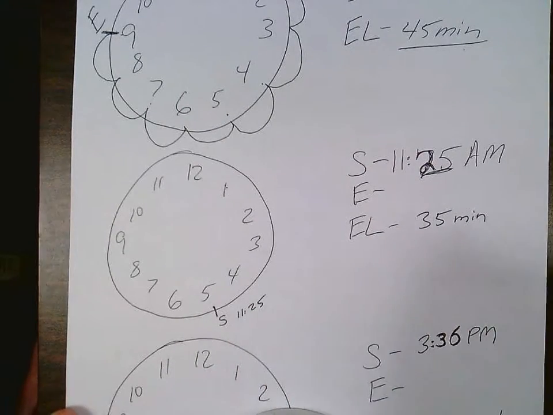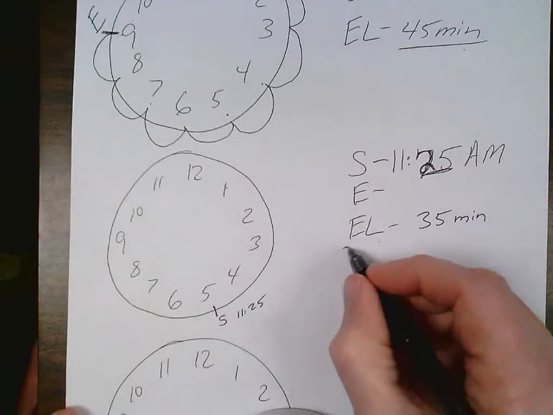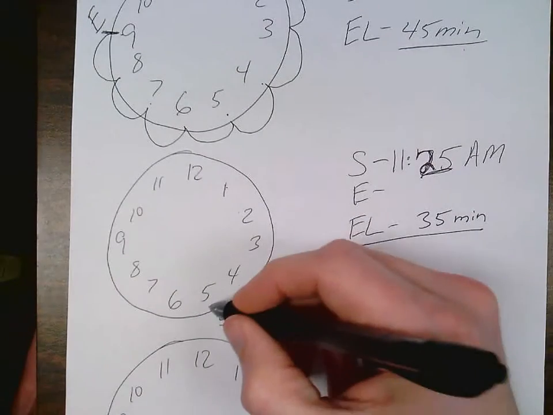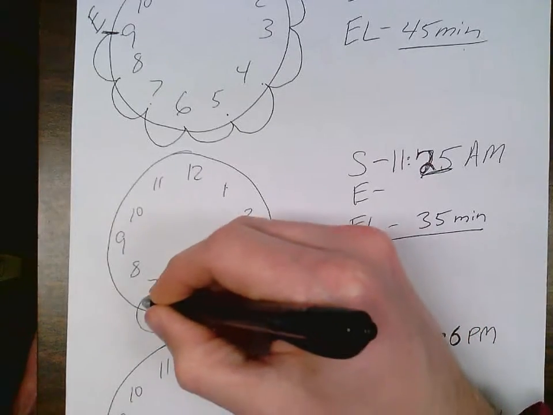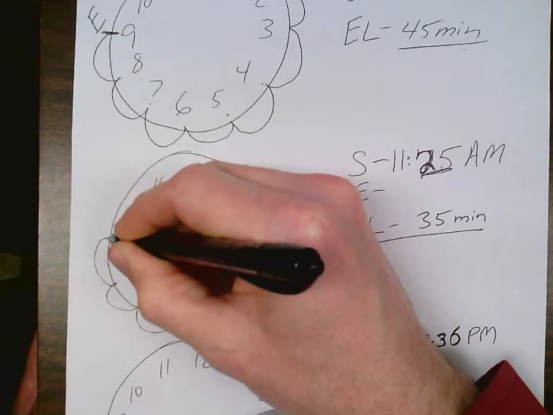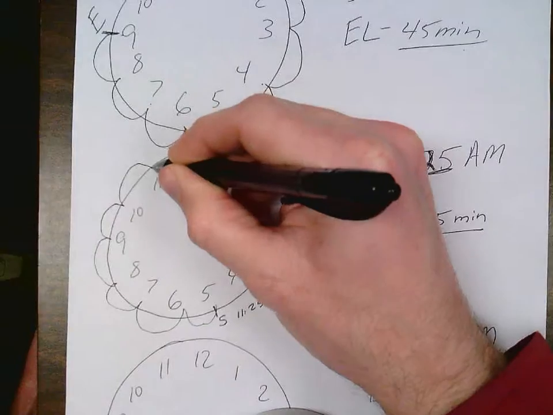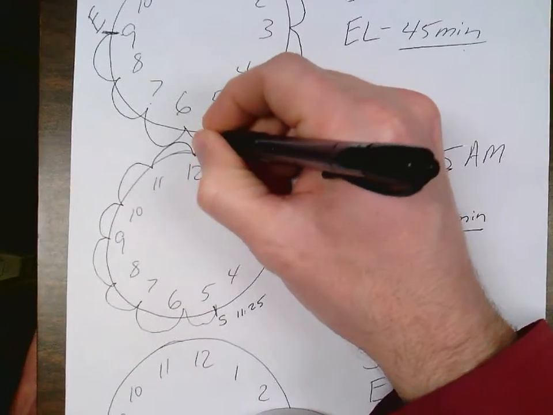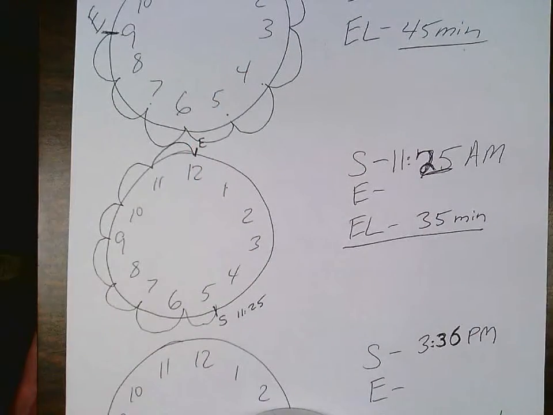11:25, and I'm going to add my elapsed time minutes on there, 35 minutes. So 5, 10, 15, 20, 25, 30, 35, and that is now my end time.